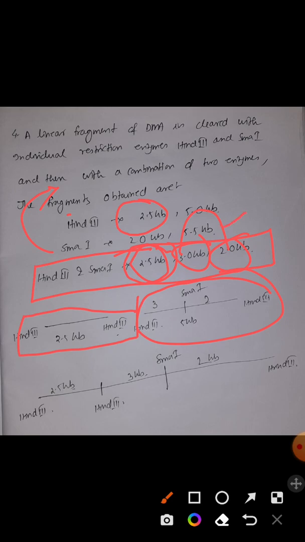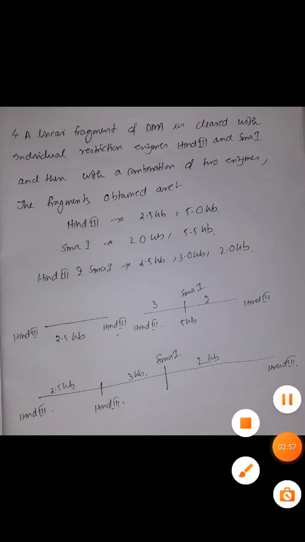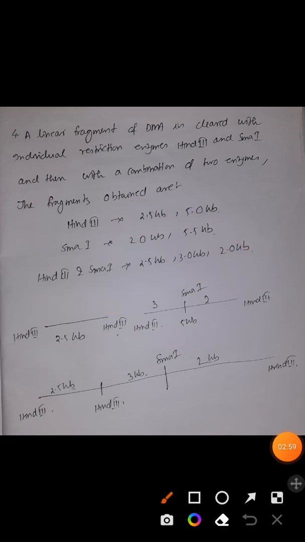Okay, so if you focus that SMA1 has generated a fragment of 2 kb, right? So what we can conclude is that SMA1 simply separates this 5 kb fragment into two fragments. One is of size 2 kb, another is of size 3 kb. So that is how the entire mapping is generated.